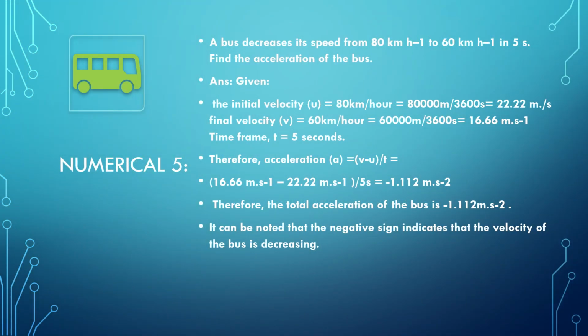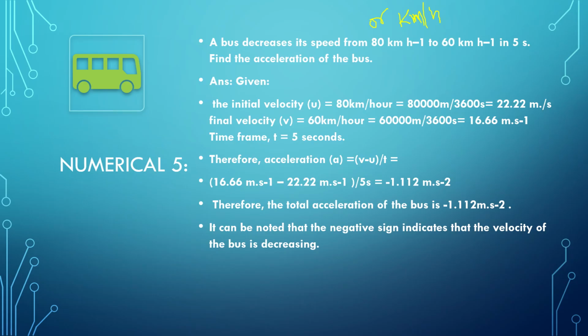And numerical number 5. A bus decreases its speed from 80 km per hour to 60 km per hour in 5 seconds. Find the acceleration of the bus. Students, please also remember one thing. If it is given kilometer per hour to the power minus 1, it's just the same as kilometer per hour. So don't confuse yourself, okay? In the textbook, it is mentioned to the power minus 1. That means it's kilometer per hour.